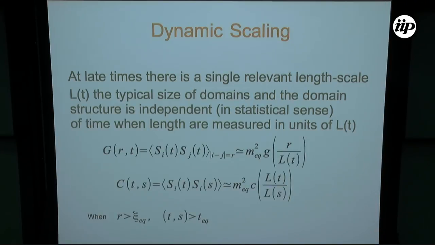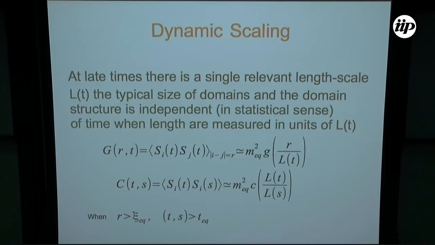Of course, this has consequences on observable quantities, like correlations. For instance, G is the equal time correlation between two spins at distance r. Due to dynamical scaling, this function, which in principle is a function of distance and time separately, becomes a function of the ratio between r and L(t). And this m squared in front is a constant.